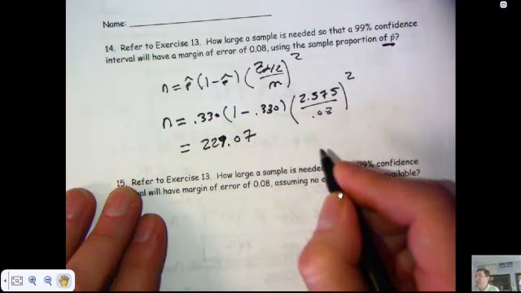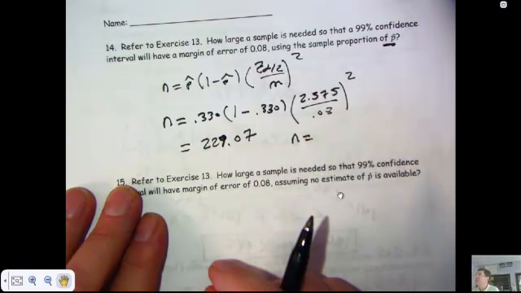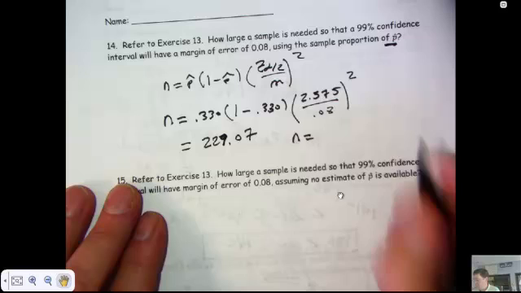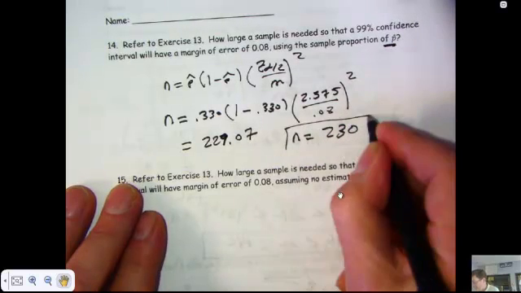Which means I'd answer what? N equals 229.07. Wait, so you have to round it? To what? 230. 230.